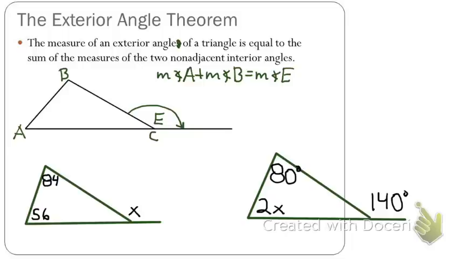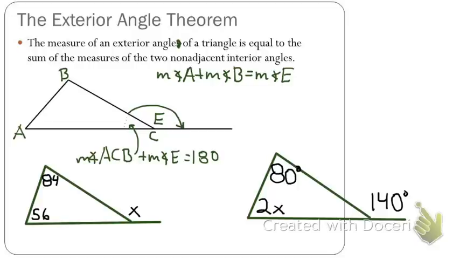Because A and B are not next to E, and A and B are both inside, so that's going to be the same. Now, realize also that angle ACB, which is right here, plus the measure of angle E equals 180 because they're a linear pair. So I could also use that fact to help me solve, but it's just some relationship that does exist.